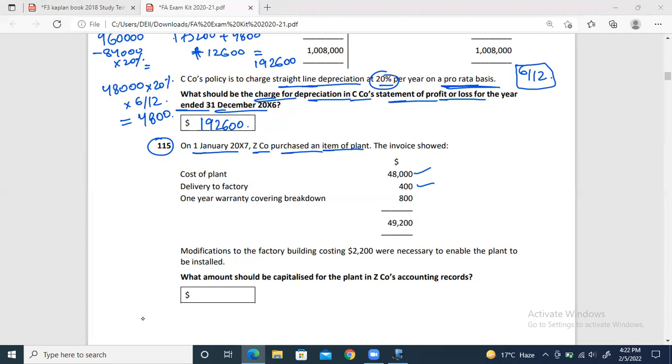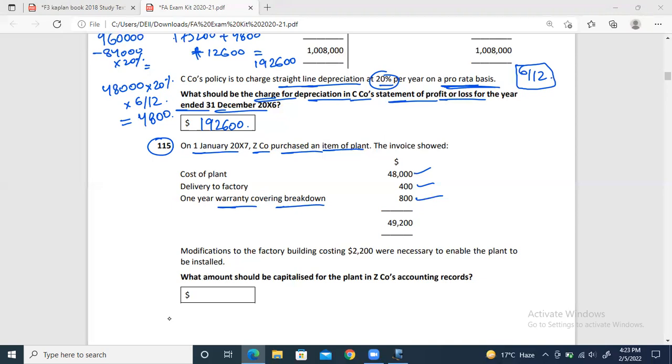Okay, so this last one that I was telling you, 1 year warranty covering the breakdown. Okay, so this $800 warranty breakdown is a revenue expenditure. So this $800 warranty will not be included in the capital expense because it is a revenue expense. Sorry, I had to take a pause because I had to take some water. I was getting some cough. Yeah, don't worry, that's fine.